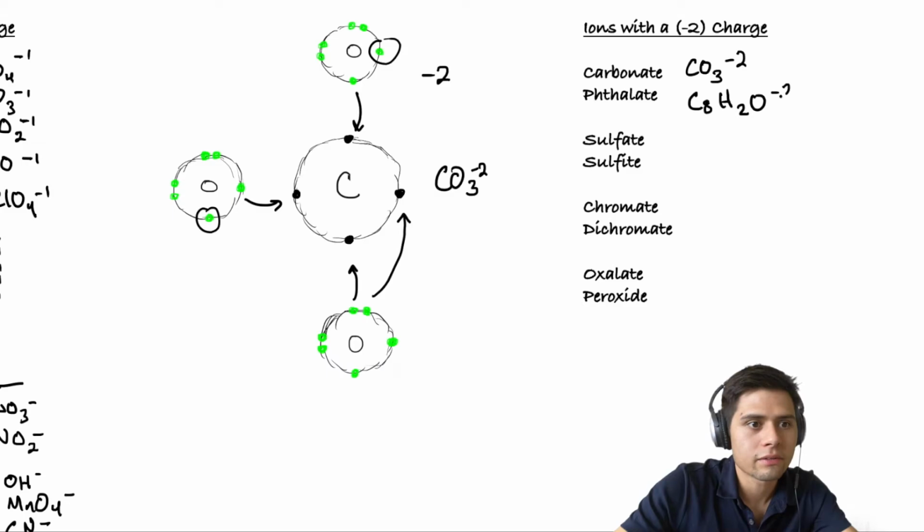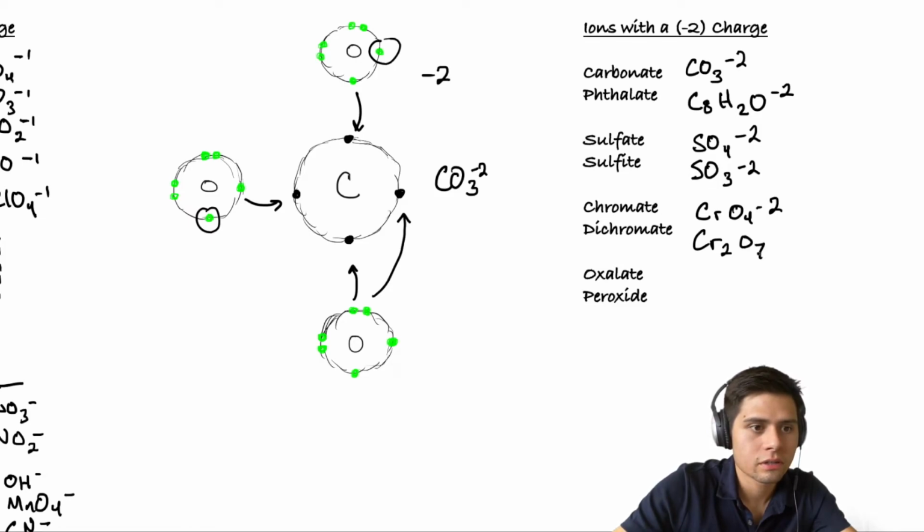So this is carbonate, CO3 2-, and phthalate is C8H4O4 with that -2. Sulfate, again, -ate implies that we have more oxygens. This is SO4 with that 2 minus. This is going to be SO3 with that -2 charge, sulfite. Chromate is CrO4 with that -2 on it. And dichromate is Cr2 with 2 chromates in there, O7, -2 charge.